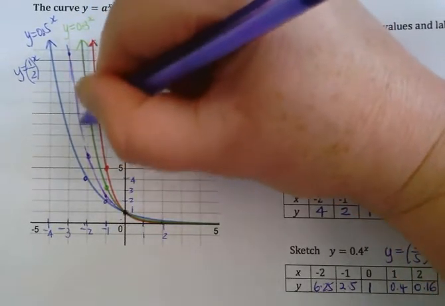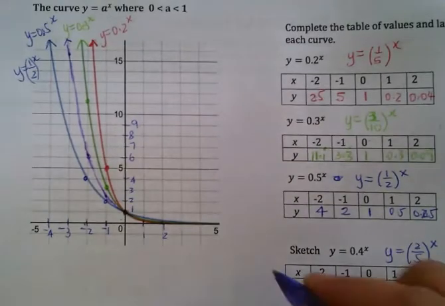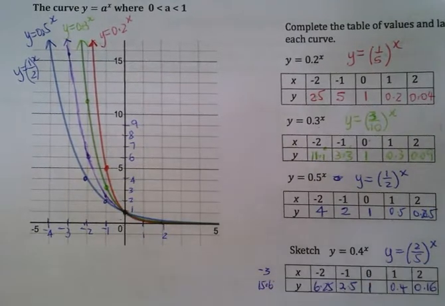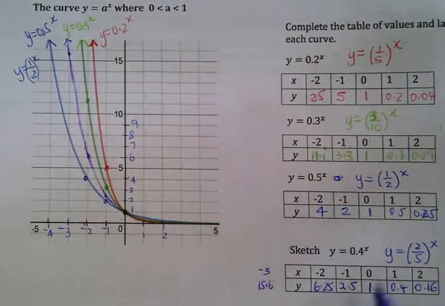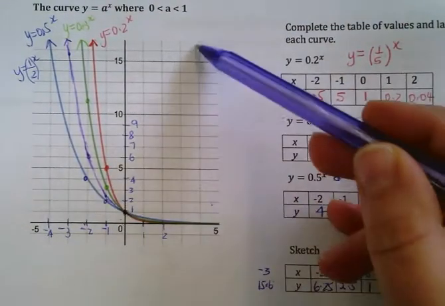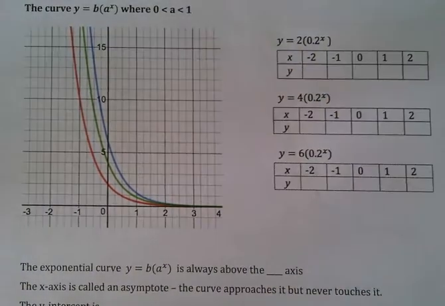There you go. I'll just put it here. -3, 15.6 will do. Okay, so that's that curve. So the purple curve is y equals 0.4 to the power of x. So the fractional ones go that way. The whole number exponentials go this way. They're all on the 0.2 to the power of x.